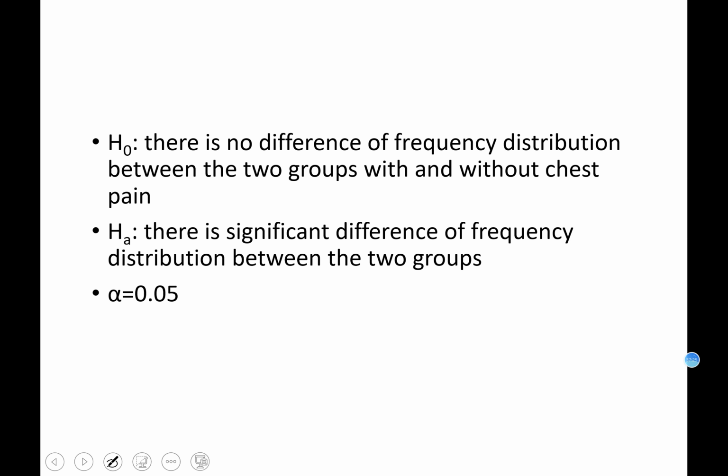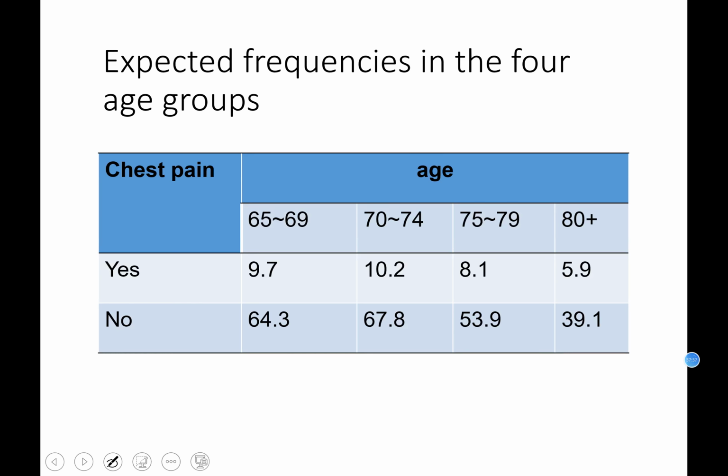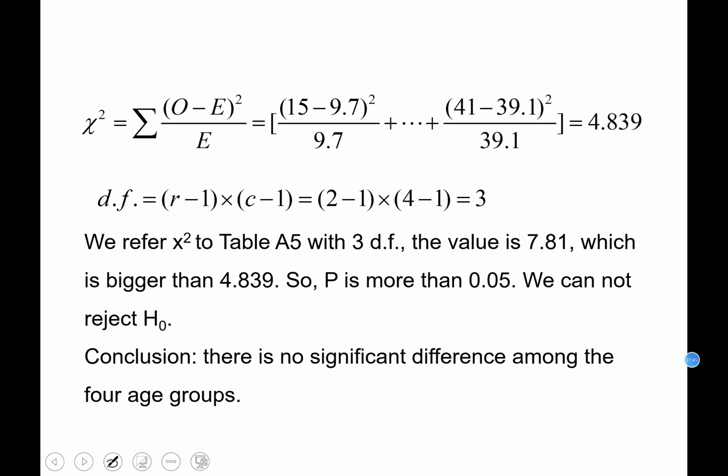So this is the procedure for the third question. This is the step 1, H0, HA, and its alpha. And this is the expected frequencies for each cell. This is the step 2, step 3, and the conclusion. And we can find that the chi-square value is 4.8. It's less than 7.81. So we cannot reject H0. So the conclusion is there is no significant difference among the 4 age groups.